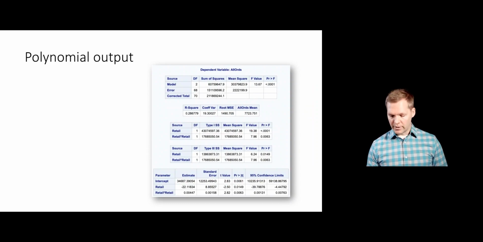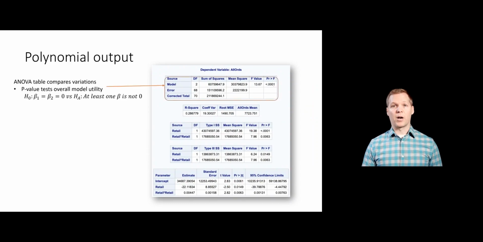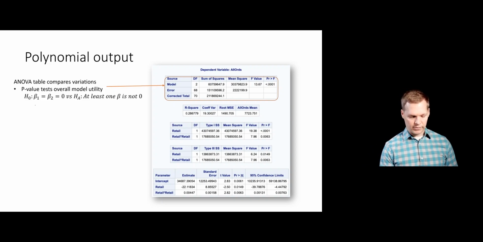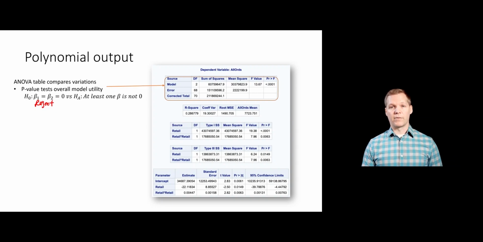So just like we saw before, there's this p-value up top, and this is our model utility p-value. So this is just seeing, is our model useful in some way to predict the data? And our p-value here is small, so we would reject H naught. So we'd reject that all of our parameters here are 0 in favor of the alternative that at least one of them is not 0. So something in our model is useful for predicting our response.